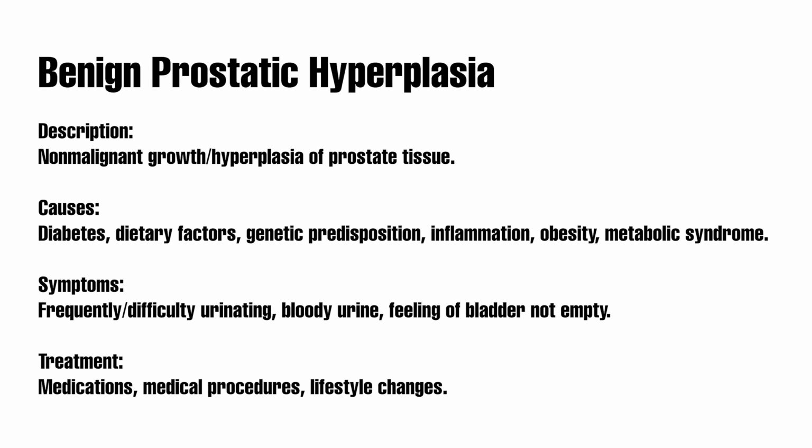Next on our list is benign prostatic hyperplasia. This condition is the non-malignant growth or hyperplasia of prostate tissue. Common causes are diabetes, dietary factors, genetic predisposition, inflammation, obesity, and metabolic syndrome. Symptoms include frequent or difficulty urinating, bloody urine, and feeling of the bladder not being fully empty. Treatments include medications, medical procedures, and lifestyle changes.